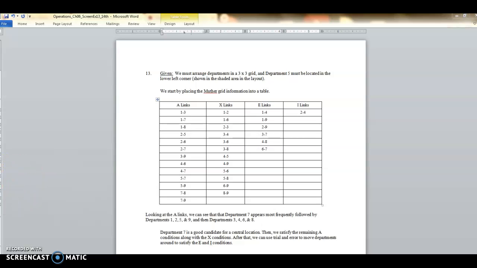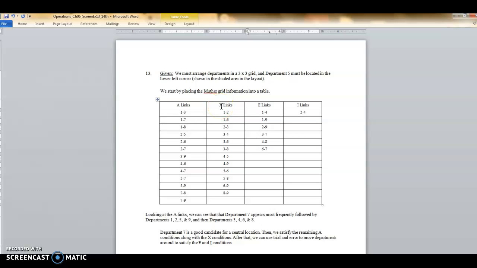So I should set up a table that sets up my A links, because those are required on here. Those are basically required items to be next to one another. X links are items that should not be next to one another. E items are highly important to be next to one another, and I links are somewhat important to be next to one another. What we don't have on this one is O's, which are of less importance, and U's, which are basically not important to be next to one another, but they don't need to be far away from one another either. So what we've listed first is the A's and the X's, which are the most important ones. A's must be next to one another, and X's cannot be next to one another.